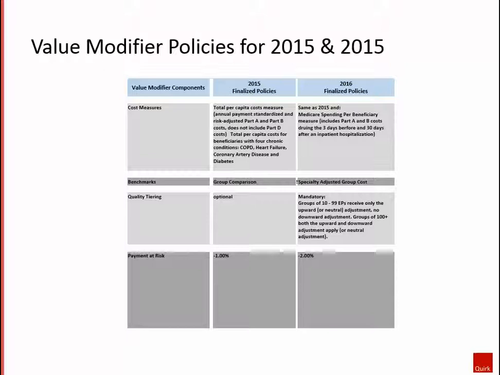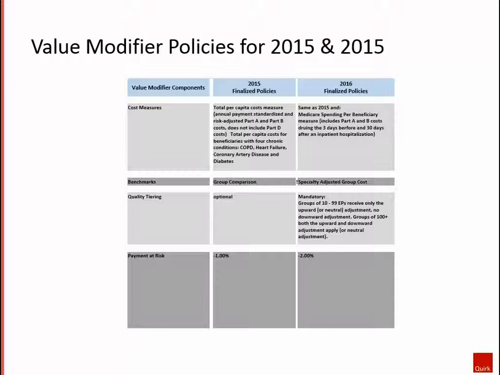So the second part of the value modifier policies is the cost measures. And in 2015, the cost measures were based on total per capita costs for annual payment standardized and risk adjustment for Part A and Part B. It does not include Part B costs. It's also based on the total per capita cost for beneficiaries with 4 chronic conditions: COPD, heart failure, coronary artery disease, and diabetes.